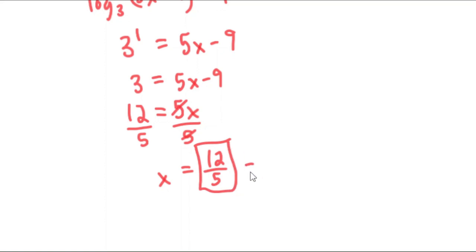Okay, so we could write 12 fifths, or that's really 2 and 2 fifths. So 2.4 would be what it is as a decimal. So 12 fifths or 2.4.